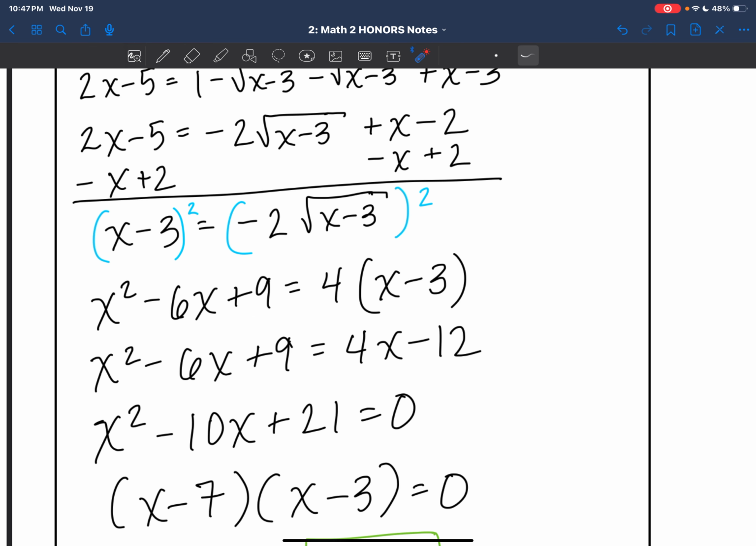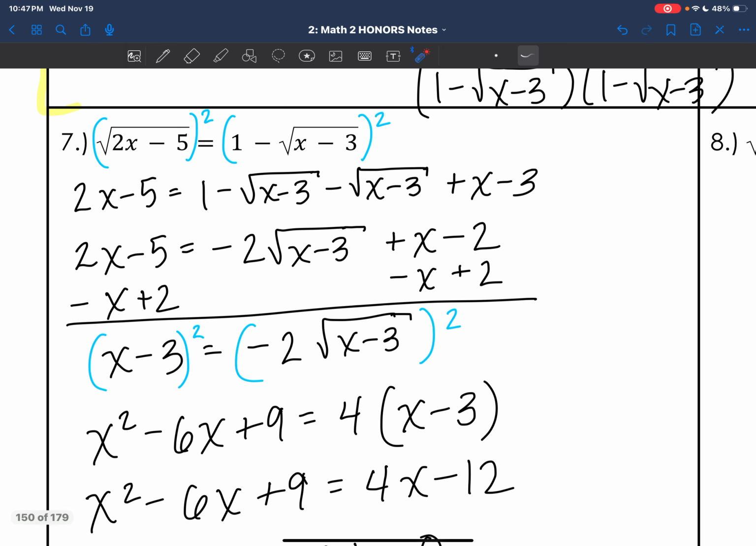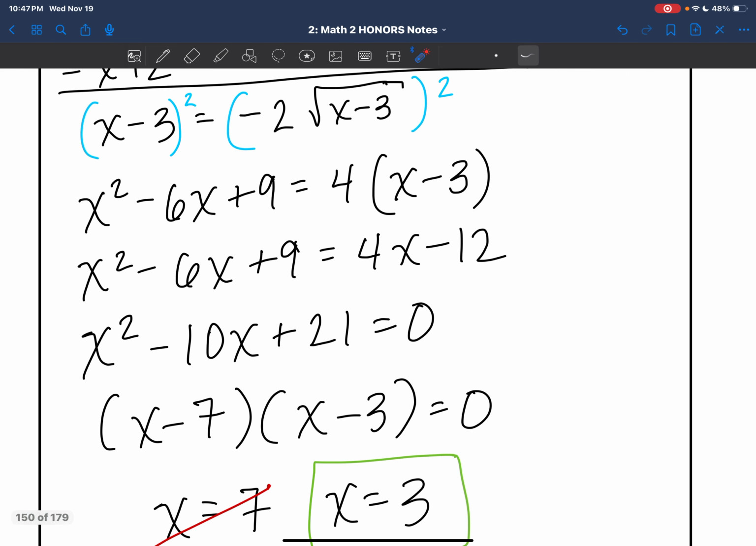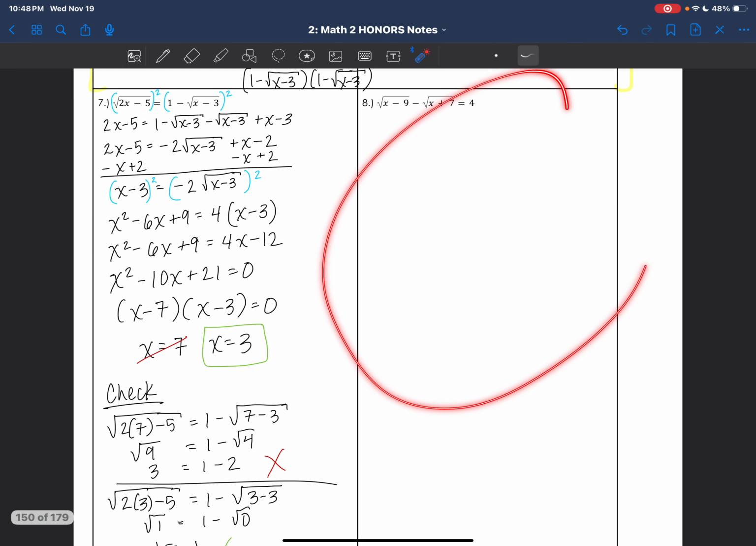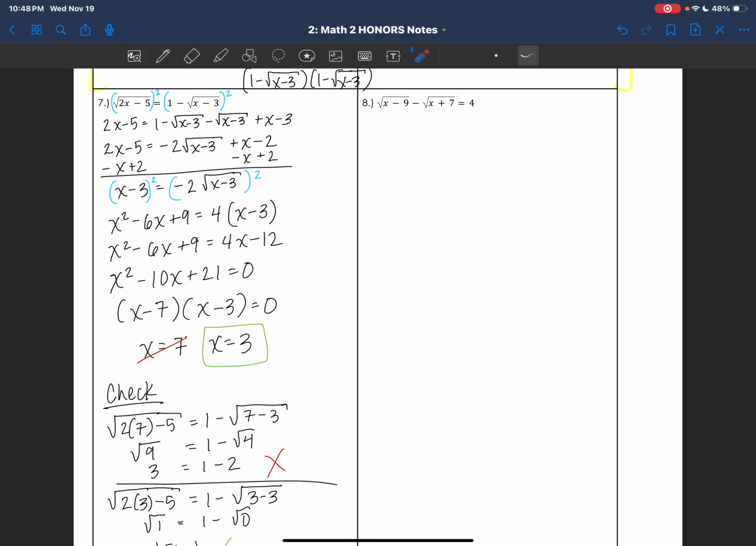So like I said, it's a little bit of doing something on one side and then combining terms, moving things to get your radical isolated. So in this case, we actually had to square it twice, here and here. And then once we finally got rid of all the radicals, then we could go ahead and solve it as we needed to. Okay, so you're going to go ahead, you're going to try number 8.